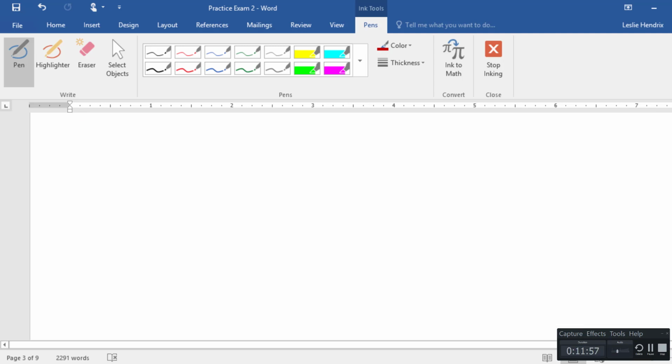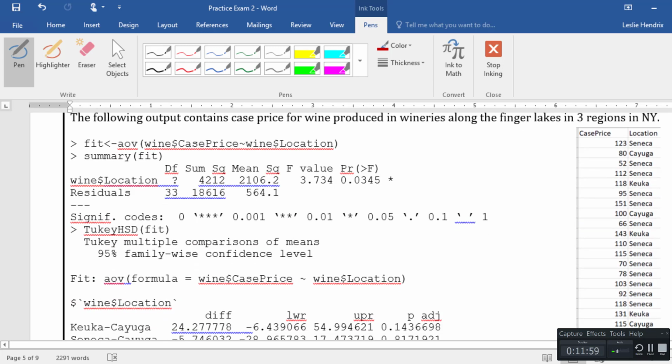Okay, so now we've got some output. Notice that we've got an ANOVA. I fitted my model and called it fit. I've got the aov call for an ANOVA. And then I've got my Y variable, case price, because that's the thing that comes before the tilde. And then I put the tilde, and I've got my X, my predictor. So location is my predictor. And notice that I've got 3 categories of location. I've got 3 regions.